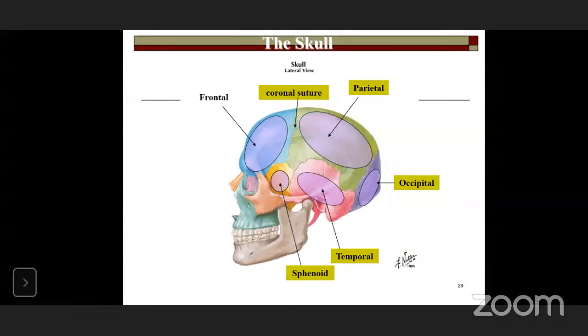Then here there are the parts on the side, and you should know these parts. One is the frontal bone and the parietal bone. In between these two, the frontal and the parietal, there is a suture called the coronal suture. And here this is the parietal bone and the occipital bone, and this is called the lambdoid suture. And here this is the temporal bone, and this one is the sphenoid bone. These are all the lateral view. These are the structures you can see in the skull.